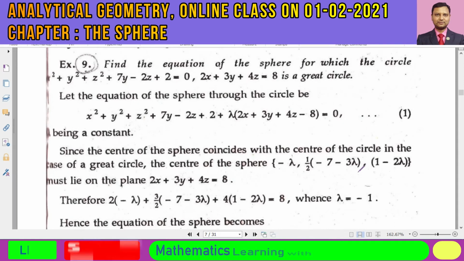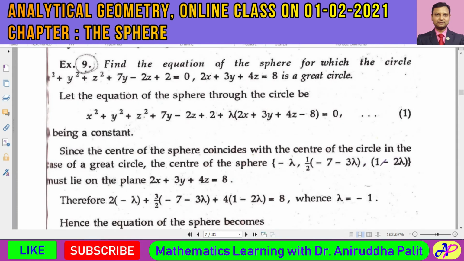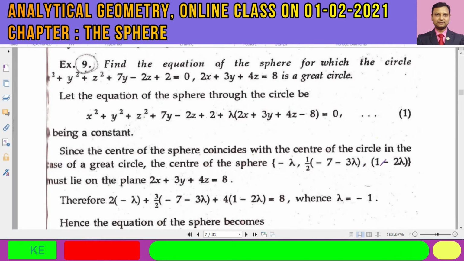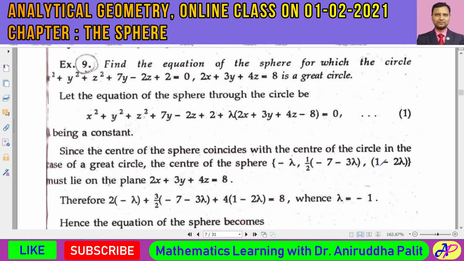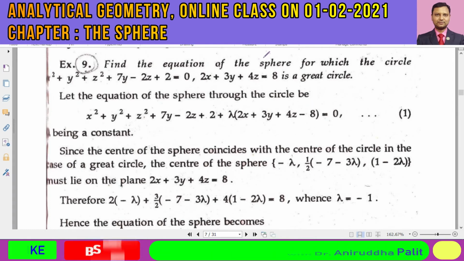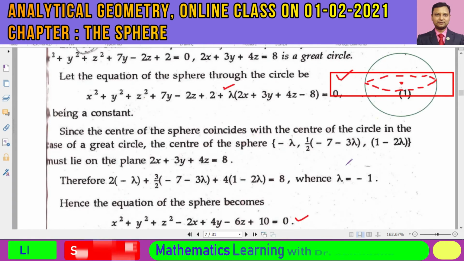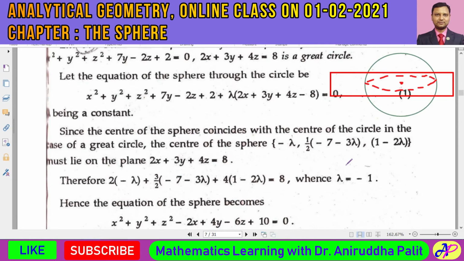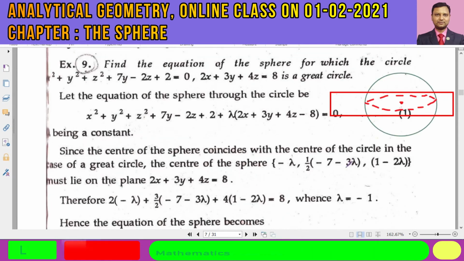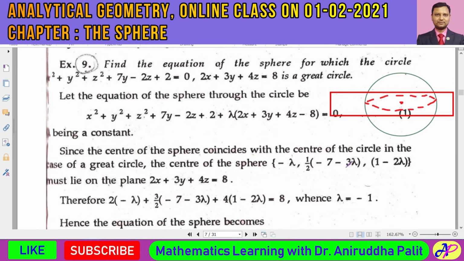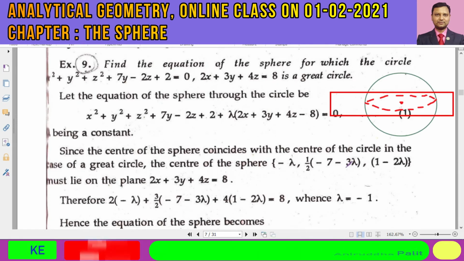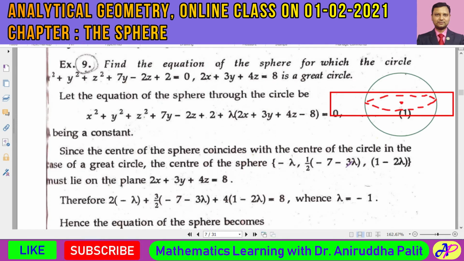Let us consider this example. This is an important example. We need to find the equation of the sphere for which the circle x square plus y square plus z square plus 7y minus 2z plus 2 is equal to 0 is a great circle. It would not always be possible to draw this kind of picture; you need to imagine it because these are three-dimensional pictures.